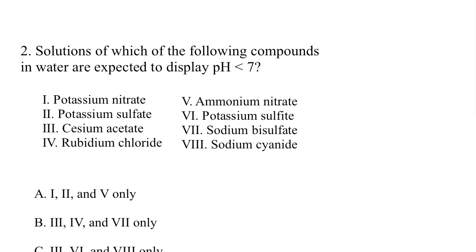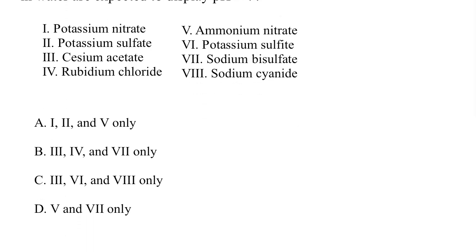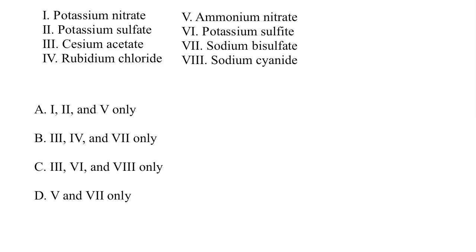So most of these are going to be salts when you look at them. In fact, all of them are salts of some sort. So the question is, of these grouped salts here, which ones, when they dissolve in water, would create a solution that has a pH less than 7? All right, and you can see the options here: 1, 2, and 5 only. And then you have 3, 4, and 7 only, 3, 6, and 8 only, and then 5 and 7 only. So those are the options for that.